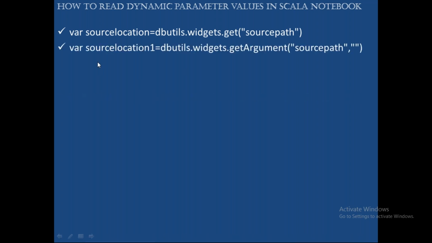Okay. Next you see var sourceLocation1 equals, see, this is the getArgument. With getArgument you can use source path. So when the source path widget is not available, if you want to pass some default value, you can pass the default value, but the same option is not available in this get.